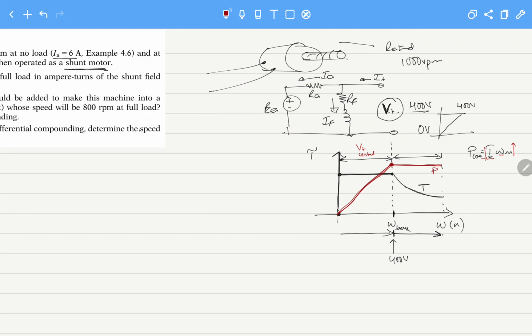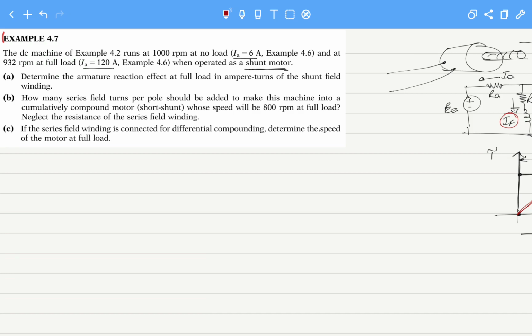This control can be achieved through If control, field current control. If we decrease the value of If, this will increase the armature current. So these are the methods to control the speed of a motor, and this is actually done through DC drives. DC drives are used for DC motors very commonly in industry to maintain the torque-speed curve of the motors. So this was the basic theory behind this.